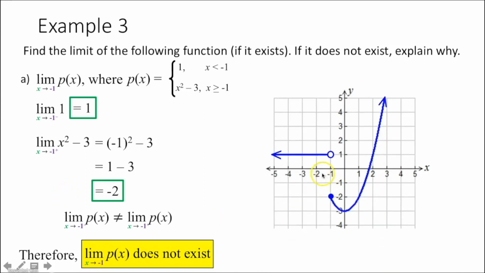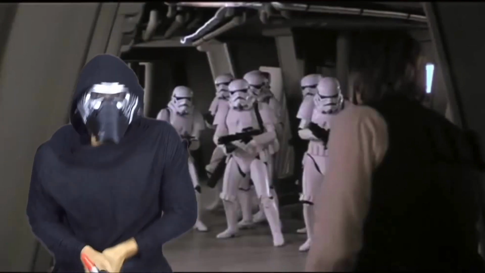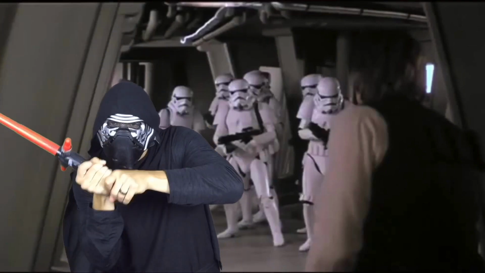And you can see that from the graph here, that the limit from the left is 1, while the limit from the right is going to be -2. And since they don't equal, the limit does not exist. You try.